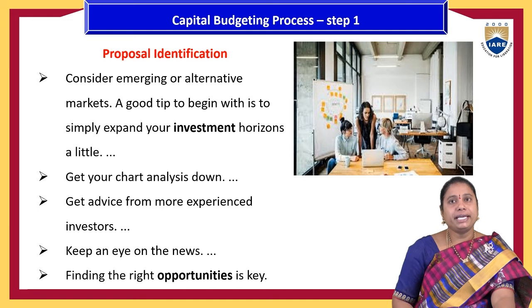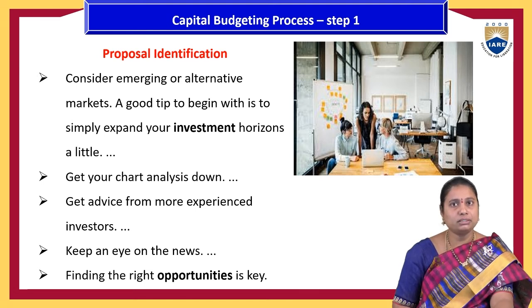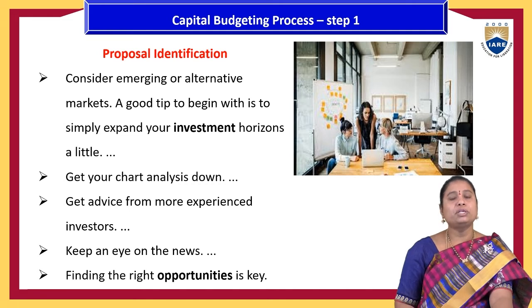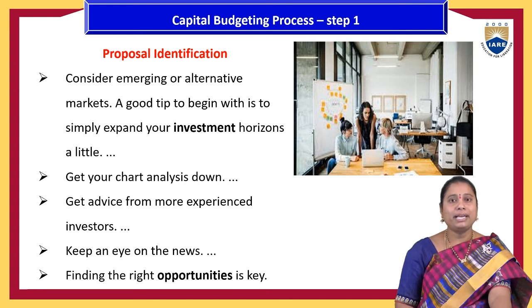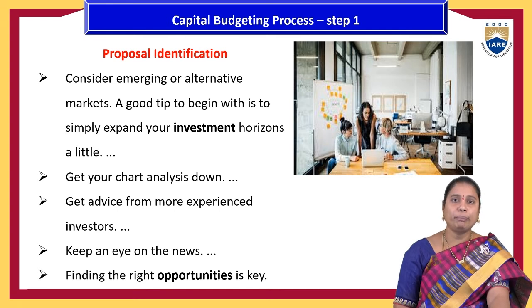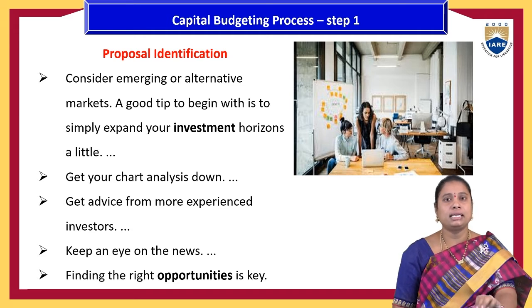The first step, if we take it into consideration, is the proposal identification. Consider emerging or alternative markets. So various markets are there. A good tip to begin is simply expansion of every business activity's investment horizon. So based on the market opportunities, if they choose the best investment proposal, there is scope for getting maximum benefits to the organization. To identify that, brainstorming is required, and experts' opinion, market conditions, demand estimations, and demand forecasting are helpful to the financial manager at a high level.